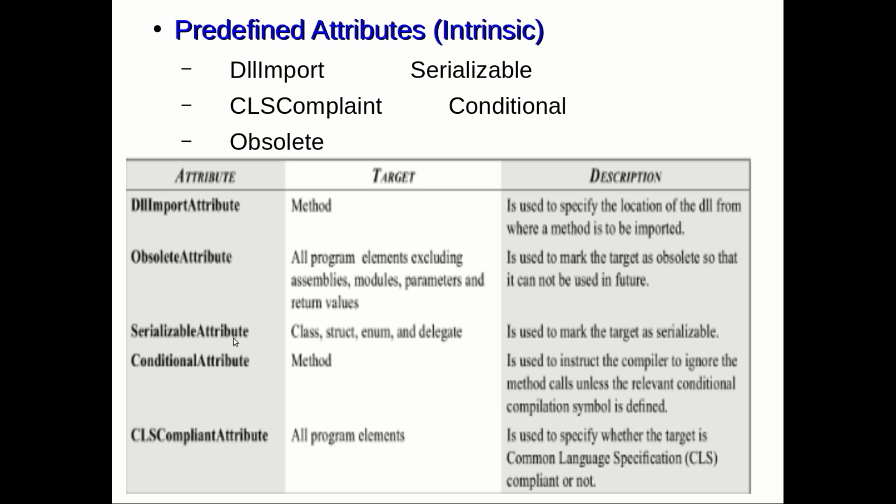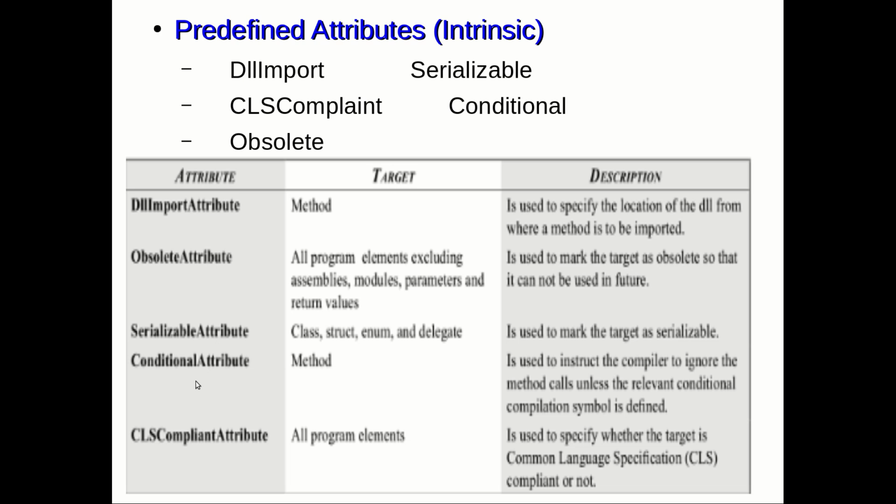Then you have the serializable attribute. The targets are classes, structures, enumerators, and delegates, and it is used to mark the target as serializable. So when we do remoting or marshalling, we need serializable objects. Whether the class is a serializable object or not can be specified by using the serializable attribute.